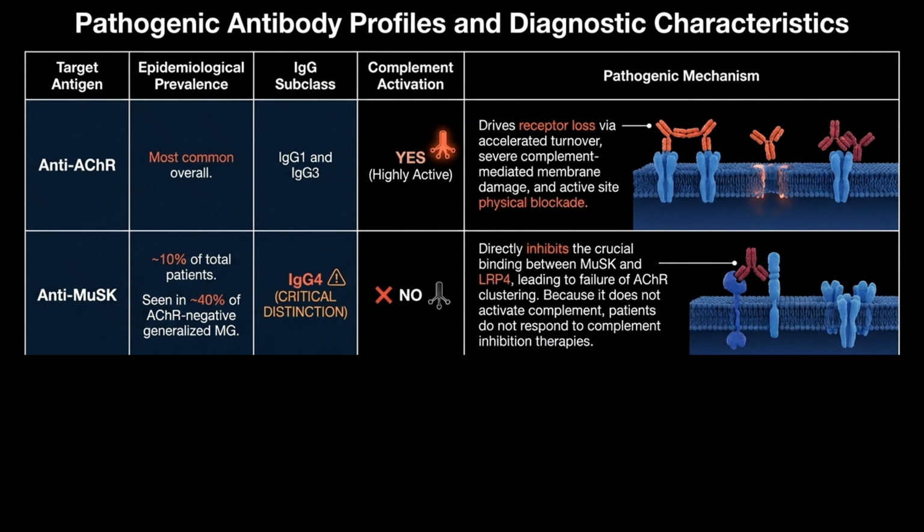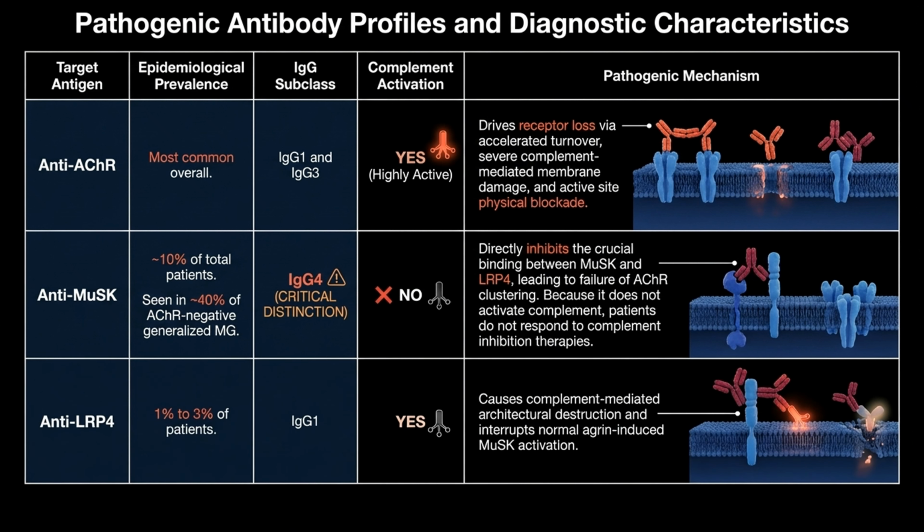Another 1 to 3% of patients have antibodies against LRP4, another critical NMJ protein. LRP4 antibodies, in contrast, are of the IgG1 subclass. They do cause complement-mediated destruction, similar to AChR antibodies, and possibly interrupt Agrin-induced MuSK activation. Now, these pathogenic antibodies are of the IgG class and are T-cell dependent.